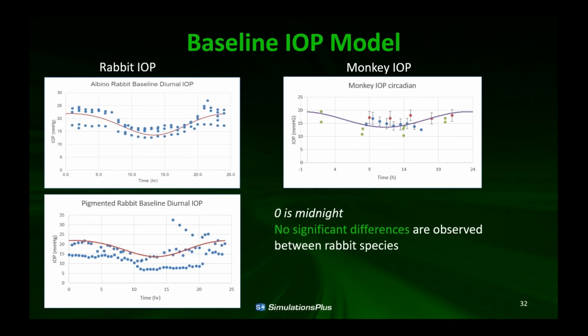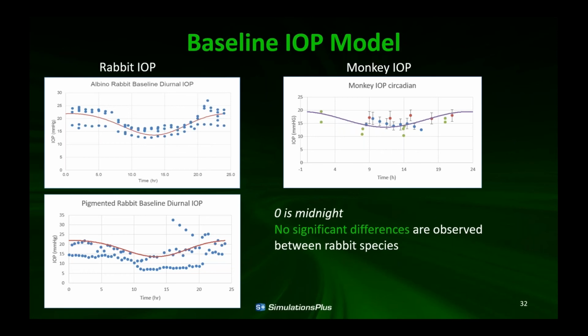Furthermore, different species show different baseline pressure. For the rabbit model with different strains, we find there is no significant difference in the observed IOP data. At that time we do not have any drug effect, but the IOP profile is very similar between the different species. Here 0 means midnight, so it shows how the pressure changes within 1 day. This is the baseline IOP model.